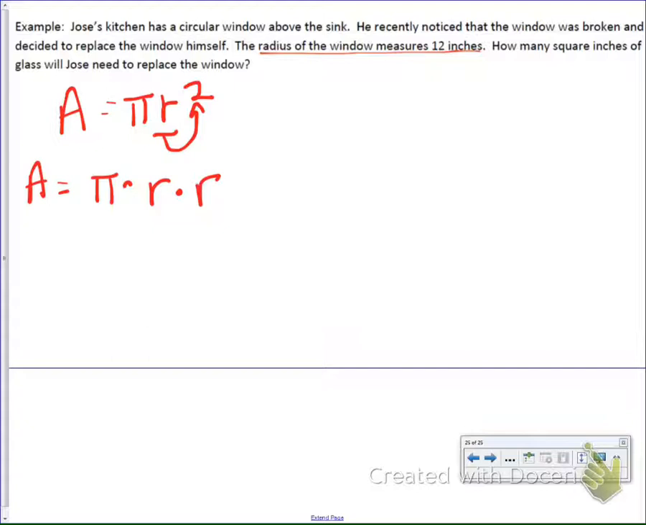Jose's kitchen has a circular window above the sink. He recently noticed that the window was broken and decided to replace it himself. The radius of the window is 12 inches long. That's some important information. So how many square inches does he need?